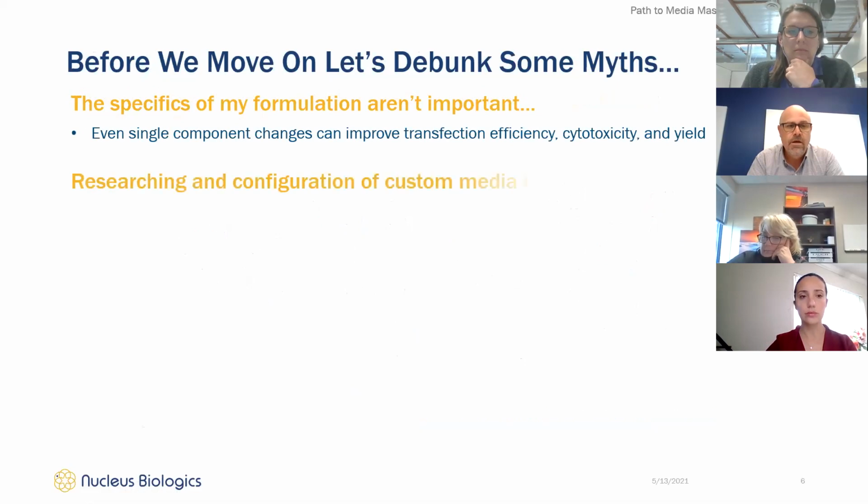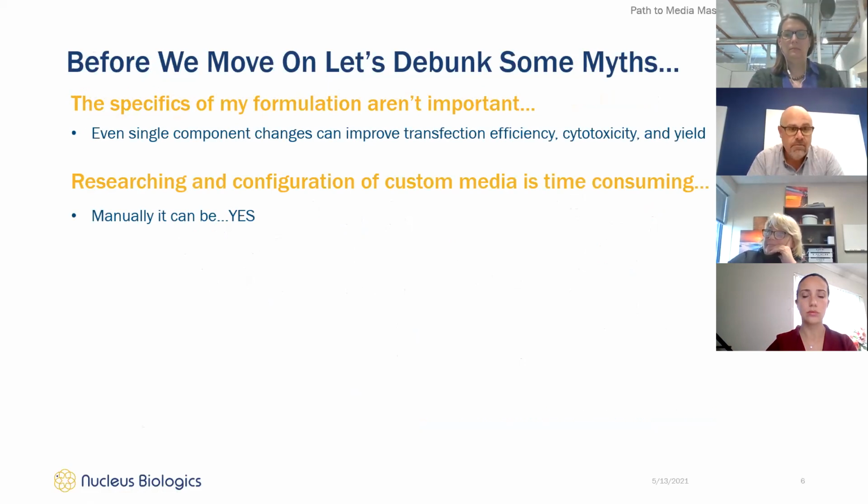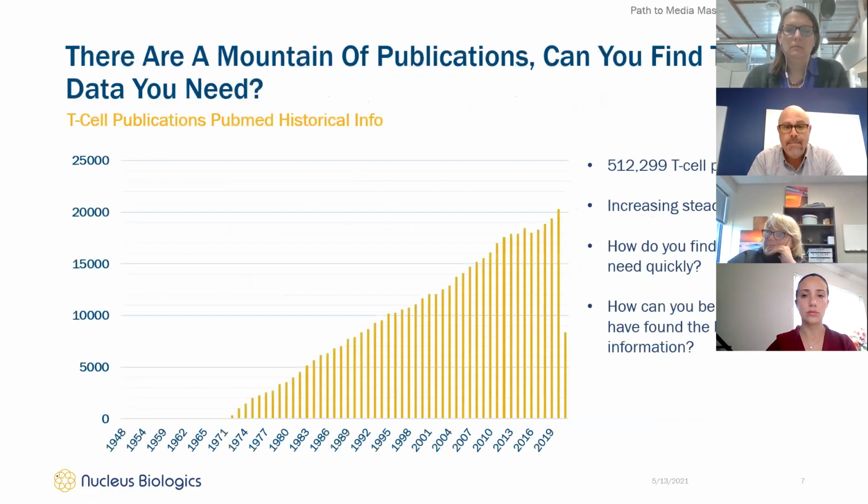All right, another myth: researching and configuration is time consuming. Well, this one, I'm going to give it to you. It can be. If you look at the next slide, Rachel, you'll see that there is simply a mountain of data out there. This is data taken directly from PubMed. It's the number of T cell publications currently available on PubMed, and you can see that number there, which is awe-inspiring. Just for T cells, 512,299 T cell publications historically. This is increasing steadily every year.